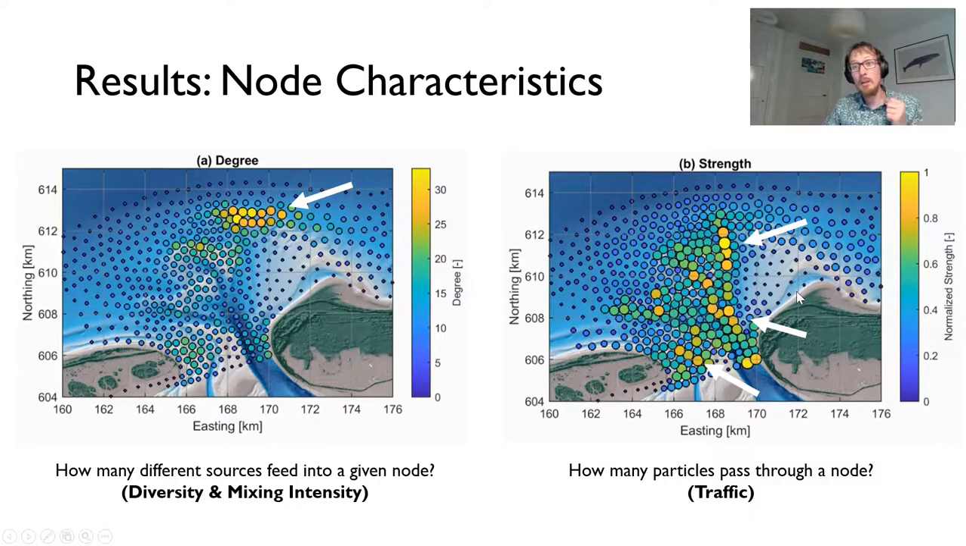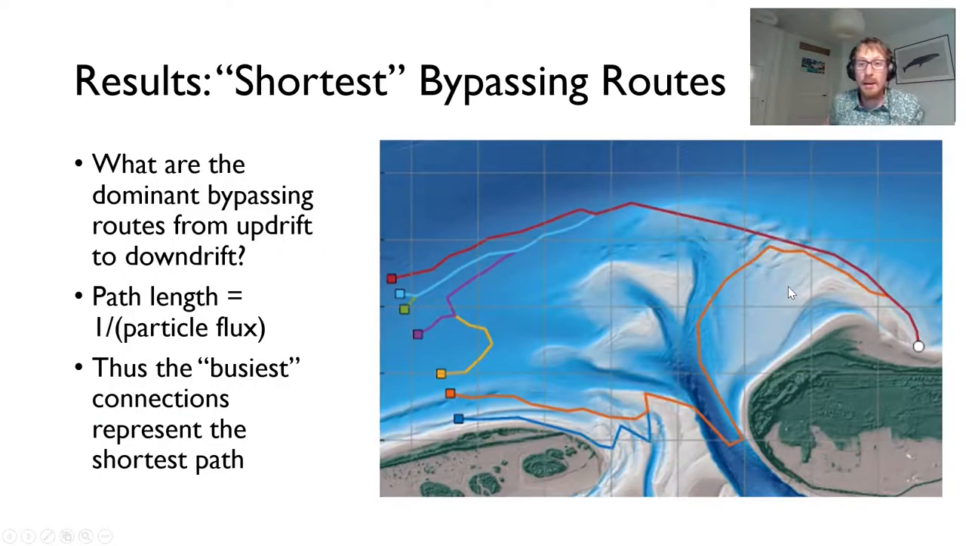Now, one of my favorite things that we can do with connectivity is to determine the dominant pathways via a shortest path analysis. And we do this in much the same way that Google Maps calculates the optimal travel route along a road network. Now, this is very useful information if you're trying to plan a nourishment or quantify the potential for sand to reach a specific location.